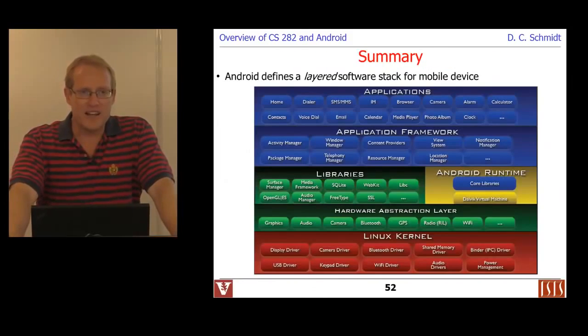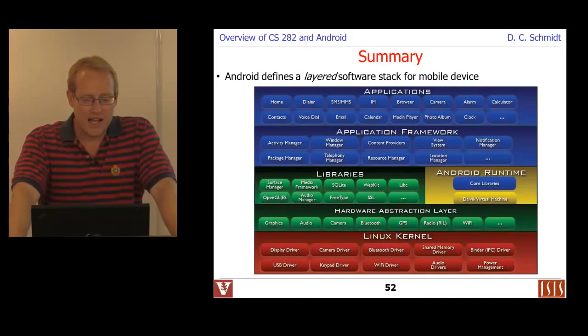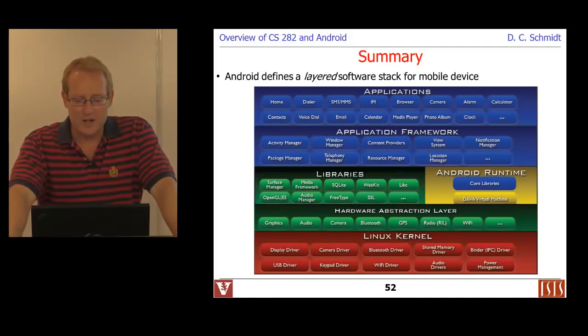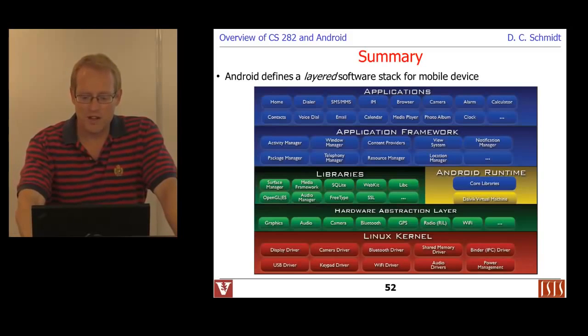Okay, so to summarize, and I think we're doing really well on time here, Android defines a layered software stack. If you are familiar with the layers pattern, which we've talked about a tiny bit maybe in other courses, we'll cover it later here. It's basically a way of solving complex system complexities by breaking things up into independent layers that interoperate and integrate with each other. It's a layered software stack for mobile devices.